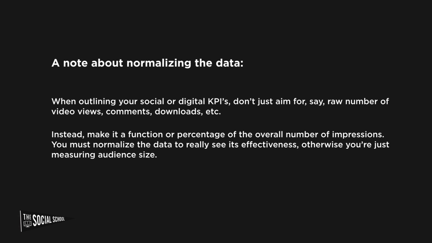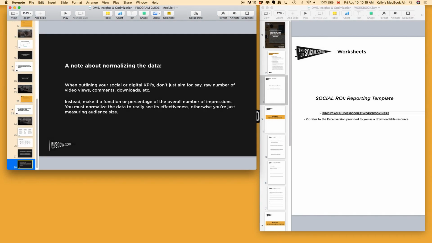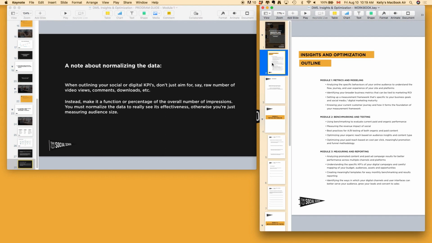And just finally, one note here about normalizing the data. So when you're outlining your social digital KPIs, let's not just aim for that raw number of likes, comments, shares. We've got to have it as a percentage of the overall number of impressions, just like you would normalize any other kind of data, so that we can really see its effectiveness and not just measure so-called audience size. We want to have it as a percentage of. So, good start, and hopefully that is something to get you thinking about, at least that early stage metrics modeling.